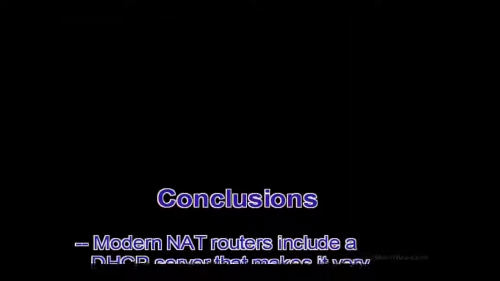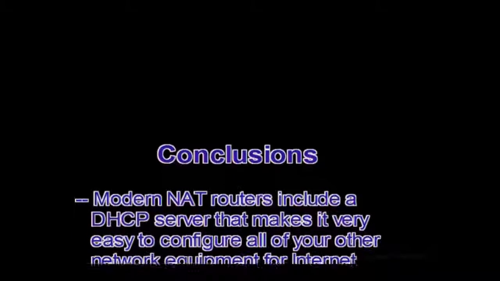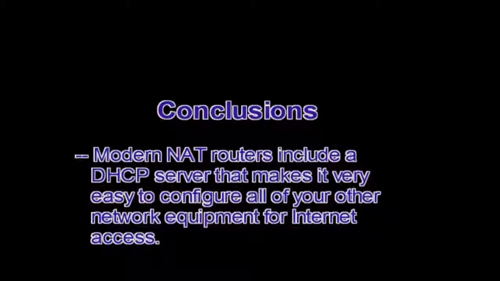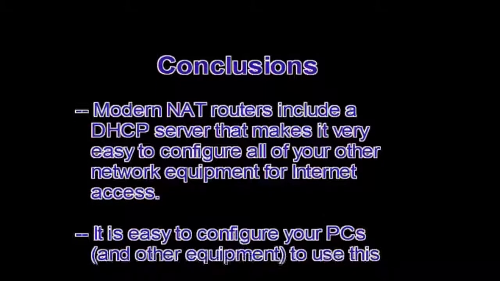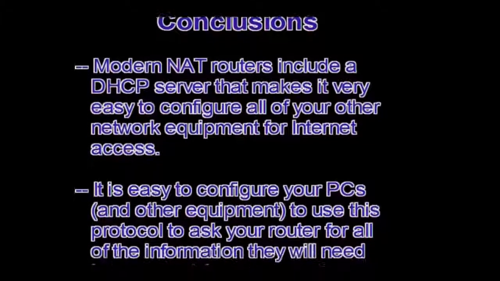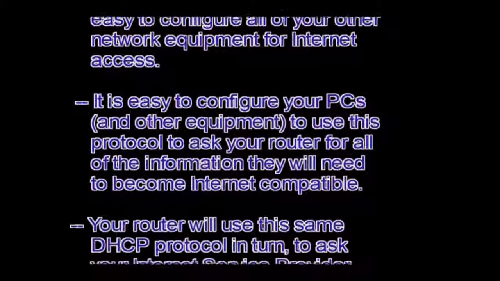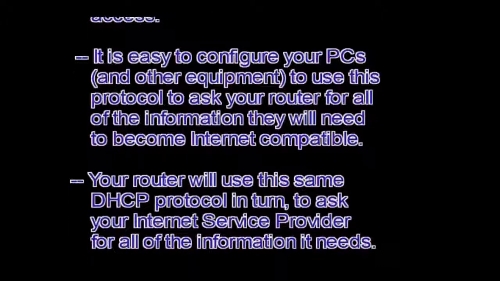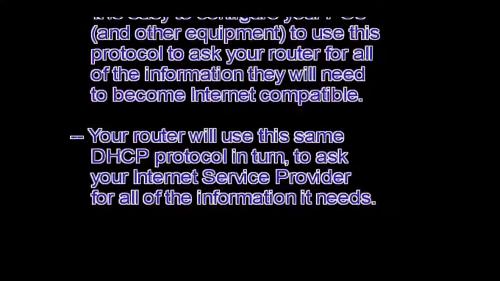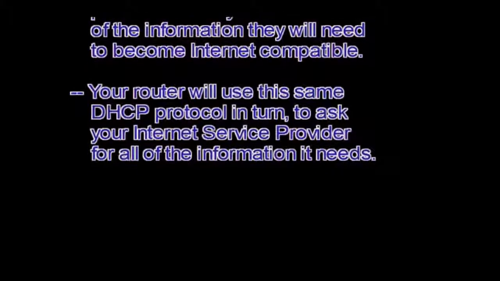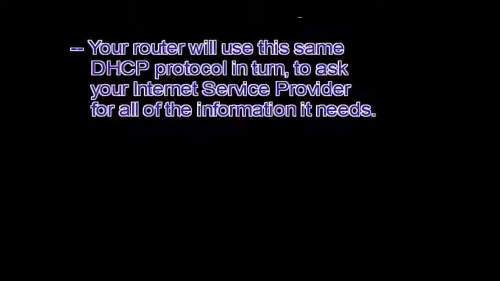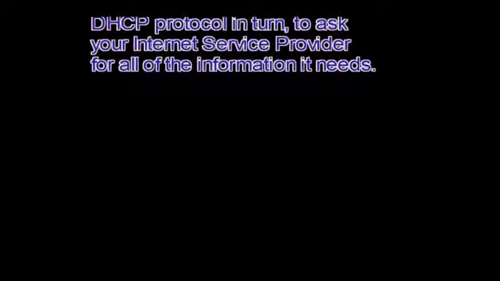Conclusions. Modern NAT routers include a Dynamic Host Configuration Protocol, or DHCP server, that makes it very easy to configure all of the other computers in your local area network for Internet access. It is easy to configure your personal computers and other network equipment to use this protocol to ask your router for all of the details they will need to become Internet compatible. Your router will use this same protocol in turn to ask your Internet service provider for the information it needs.